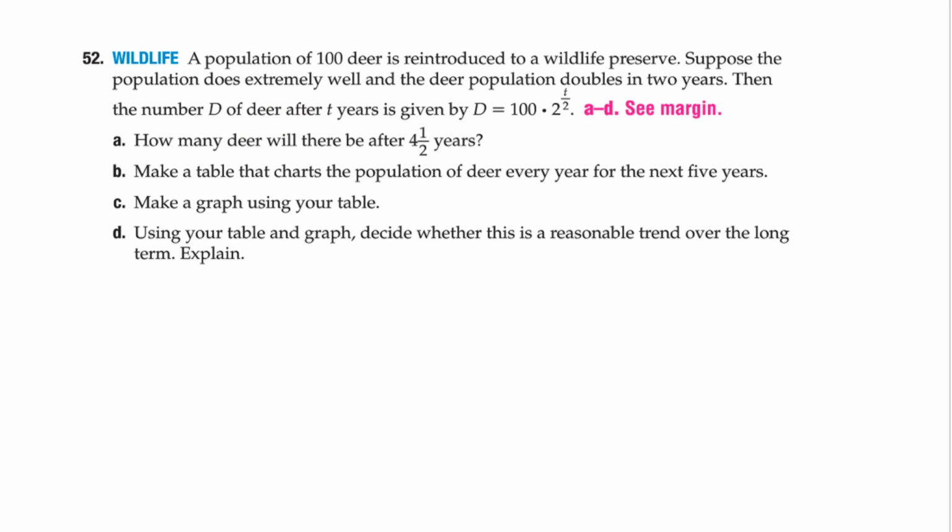Last one. A population of 100 deer is reintroduced into a wildlife preserve. Suppose the population does extremely well and the deer population doubles in 2 years. Then the number of deer, D, after T years is given by this formula. So again, we have a formula. Make sure you know what each thing stands for. T is years, D is number of deer. So we have that formula. How many deer will there be after 4.5 years? So that's our T. So all I gotta do for A is plug that in.